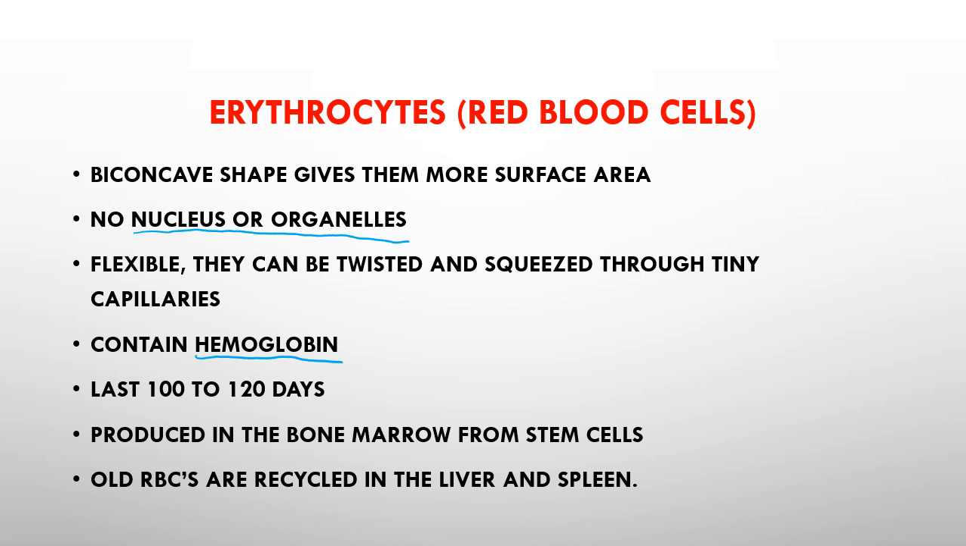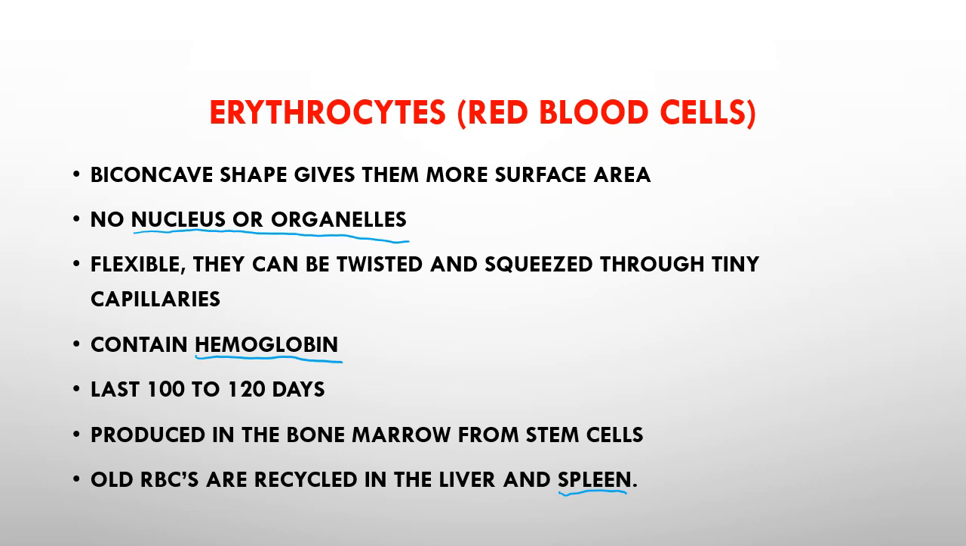As it becomes older and older, the flexibility of the plasma membrane decreases, so it gets harder for it to squeeze through those small capillaries. It may become damaged along the way as well. And since it doesn't have any nucleus or organelles, it doesn't have a way to fix itself. So those cells are going to die off. And once they do, the spleen is generally going to be the place where we're going to recycle those cells.